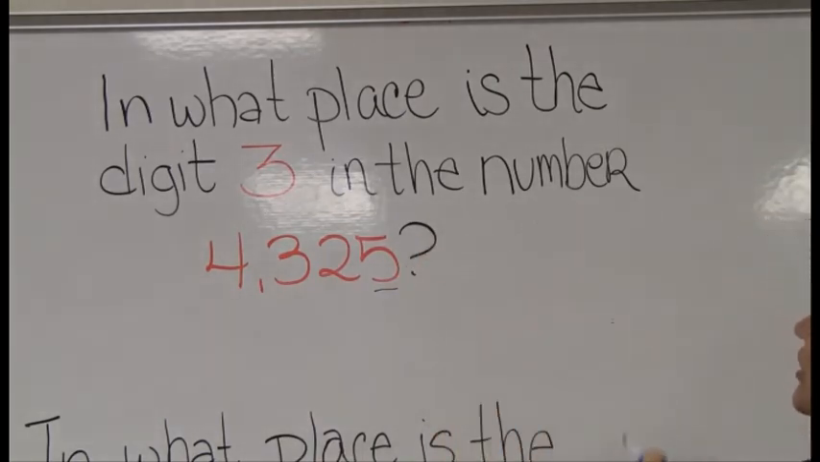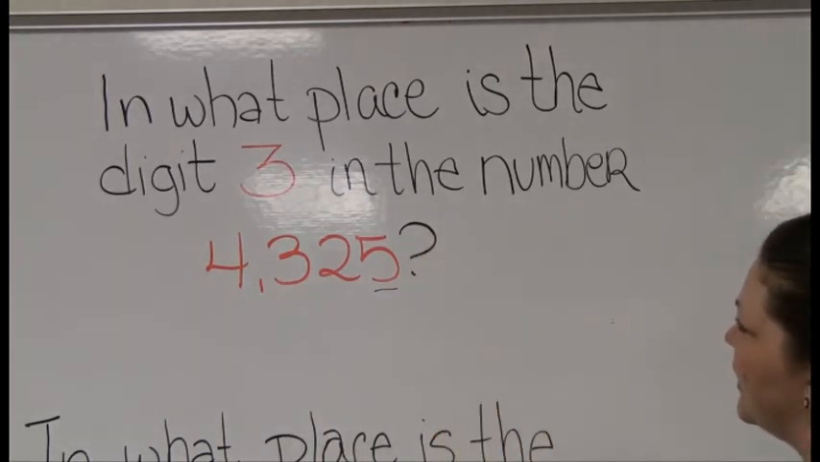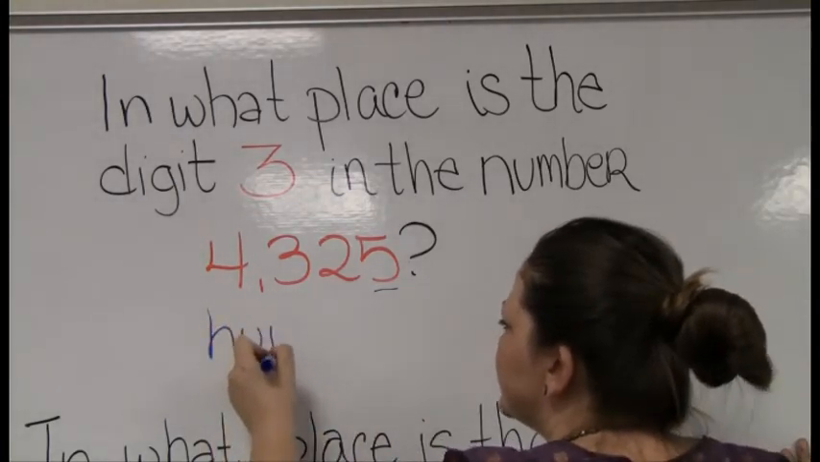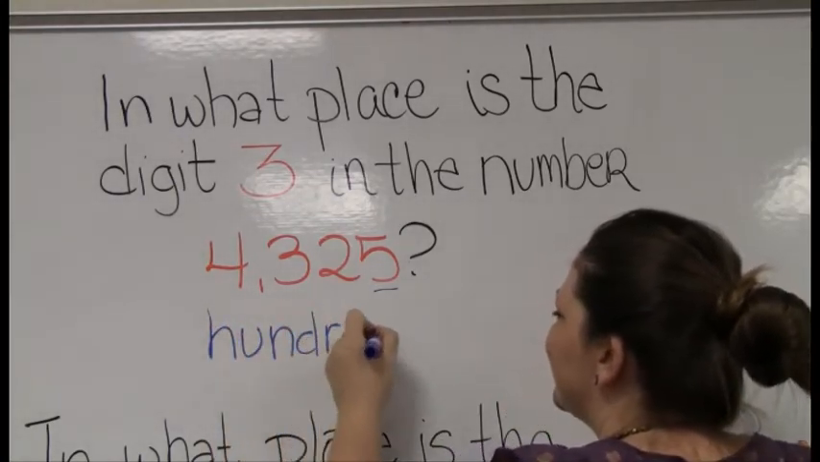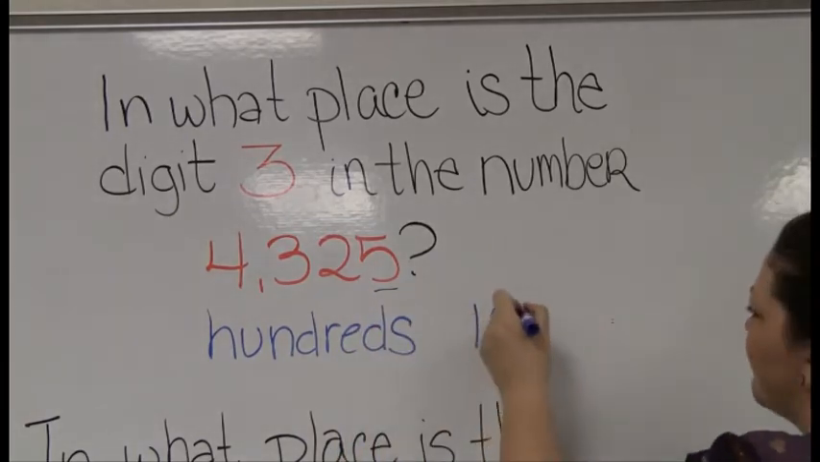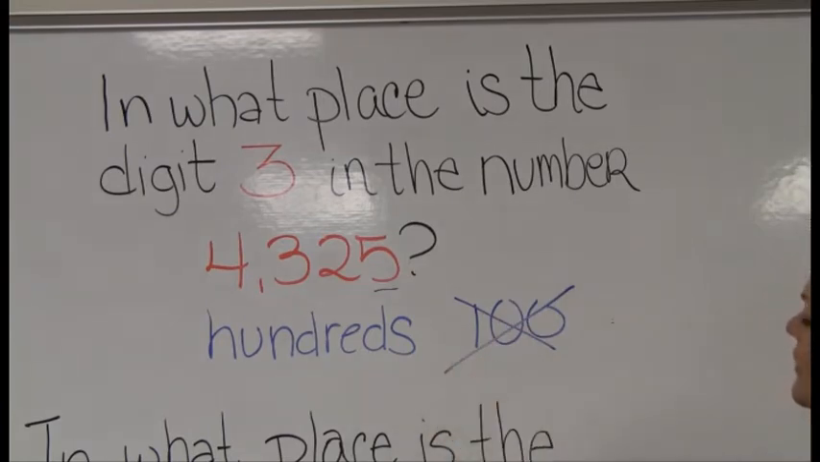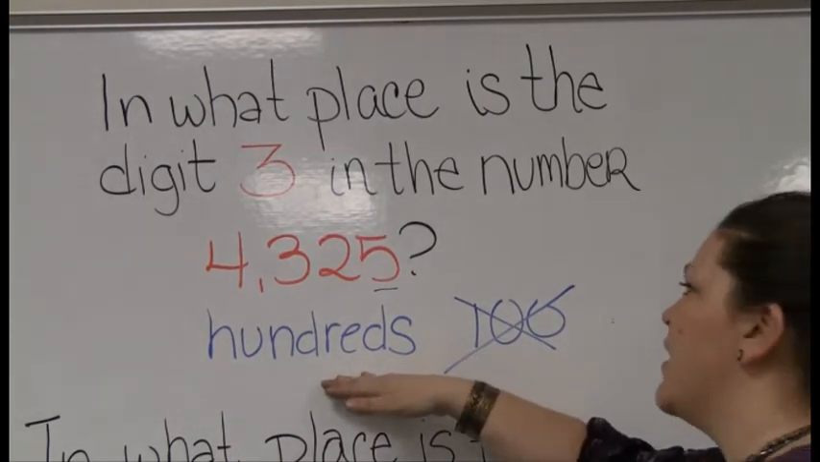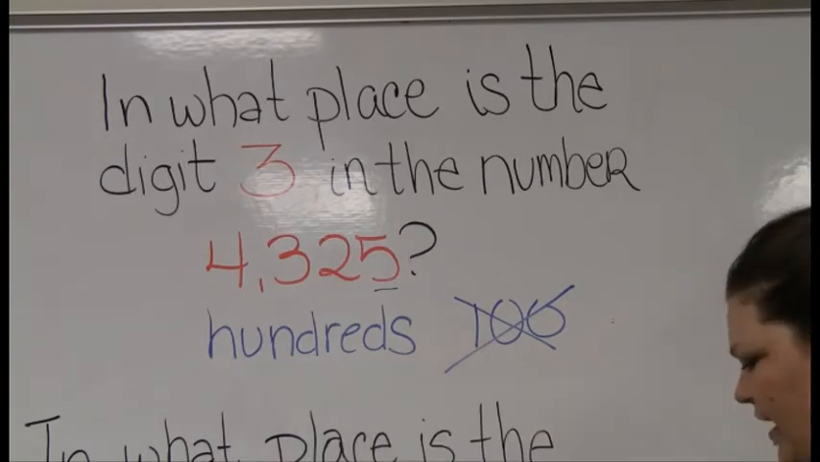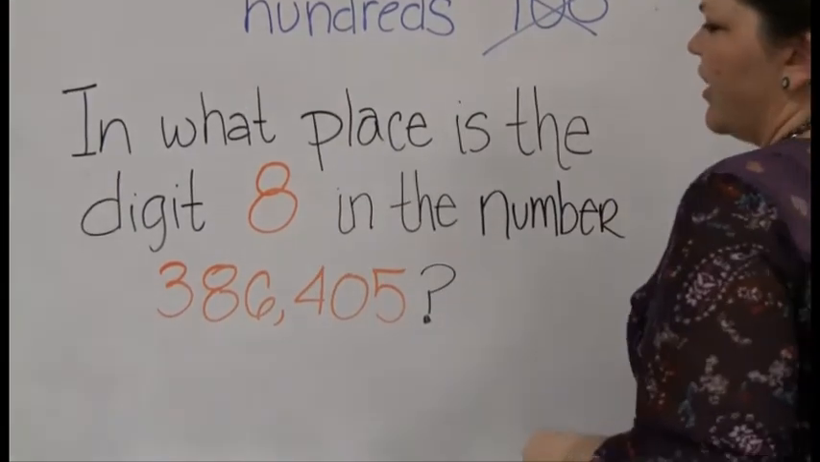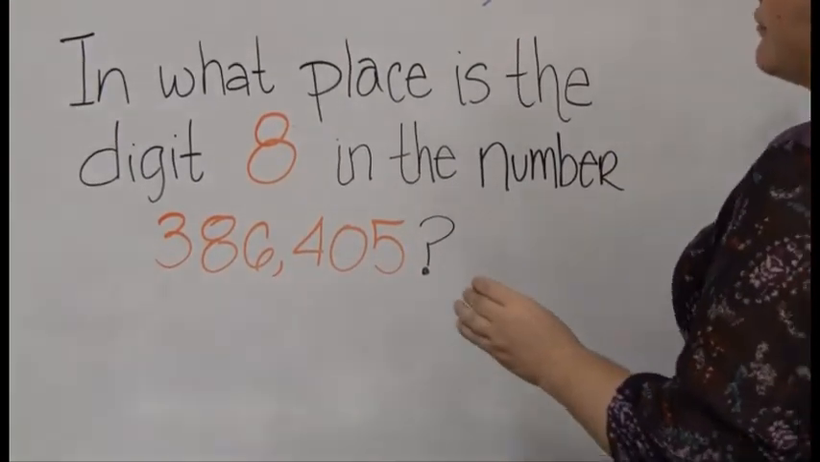And so the question, in what place is the digit 3 in the number, should be answered with the word hundreds. And what place is it in? It's in the hundreds place. And this is one time where typing the number 100 would not be appropriate. So, sorry, y'all are going to have to learn to spell a little bit, but we're going to type hundreds for that question there.